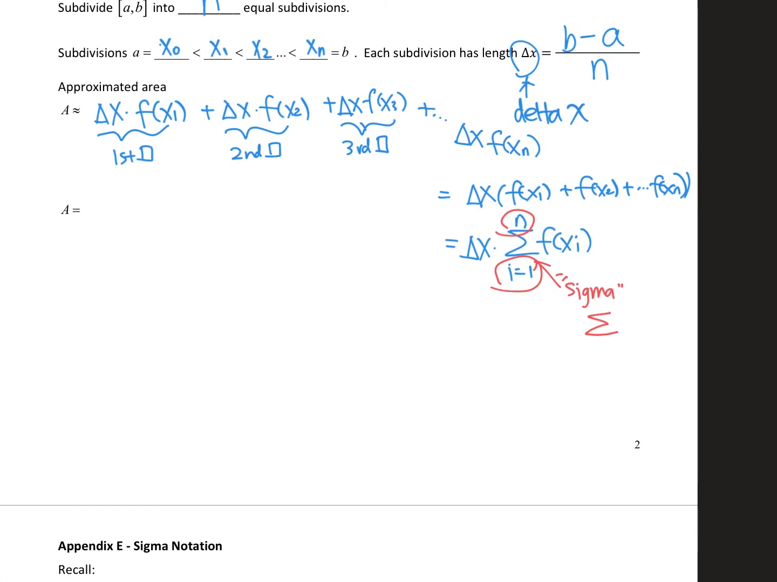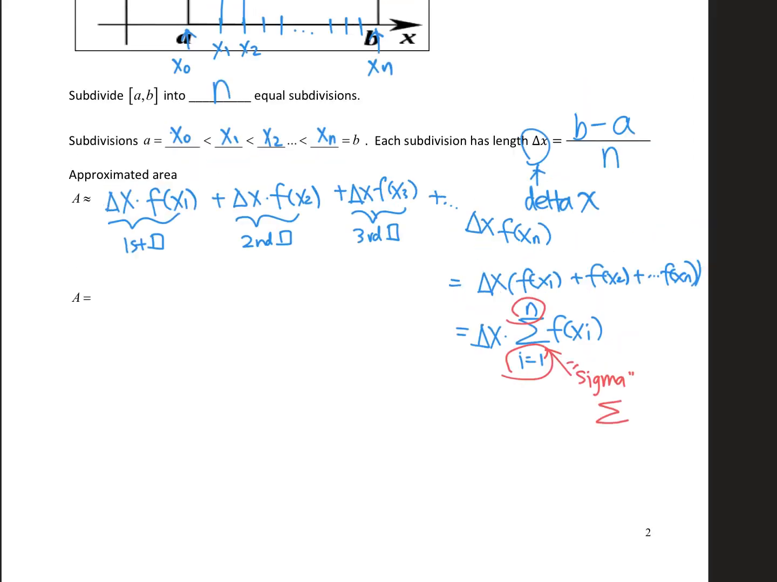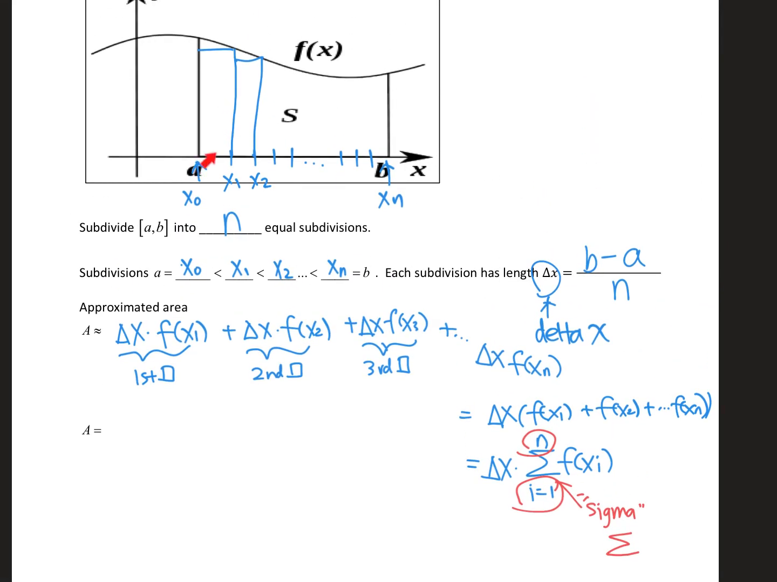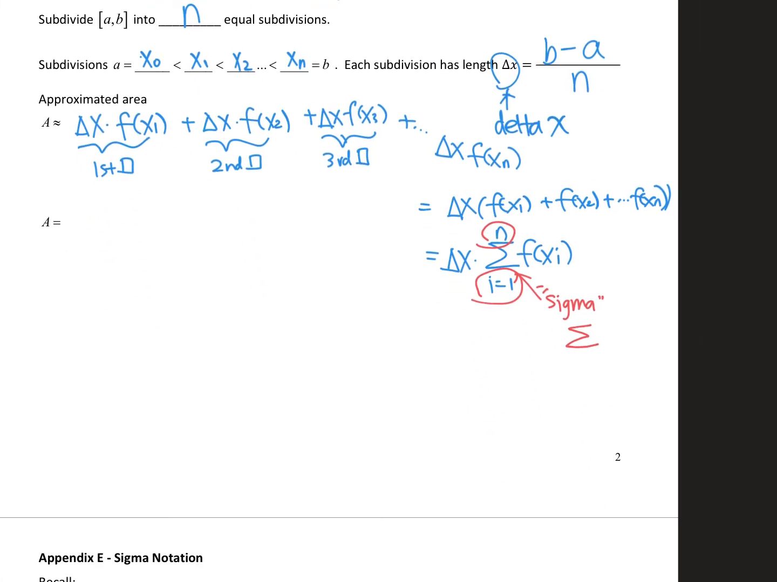Now, how do I find the exact area? Here, it is an approximate area, so A is approximately equal to this. Is there a way to find the exact answer? The answer is kind of yes. If you let n go to infinity, so if you have a billion subdivisions, then your area is going to get as accurate as you want. Using the concept of a limit, I can say the limit as n goes to infinity of delta x times sigma f of xi, i from 1 to n, where delta x is just b minus a over n. We talked about that before.